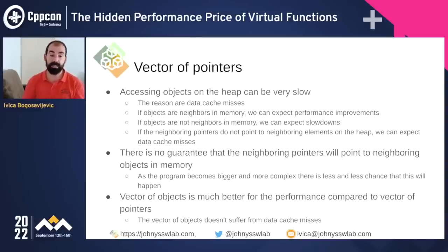So if you look at it like that, vector of objects is much better for the performance compared to the vector of pointers, because vector of objects doesn't suffer from data cache misses. When you're iterating a vector of objects, you're iterating neighboring memory addresses, and this is good for performance. Now, the problem with vector of objects is that it does not allow polymorphism and virtual functions.